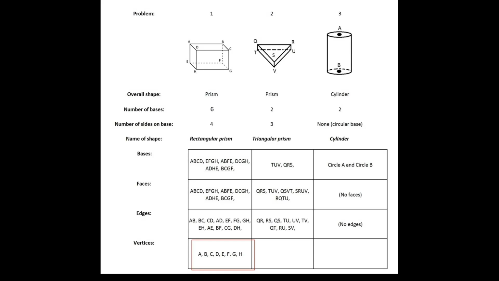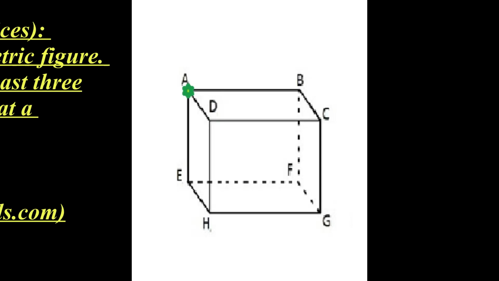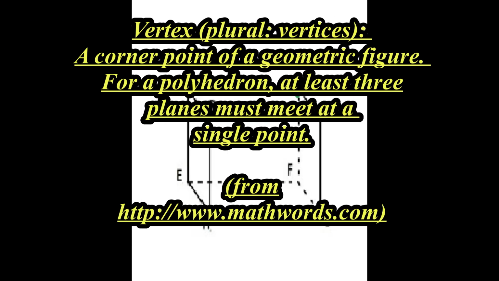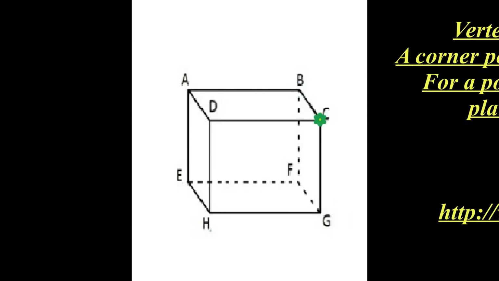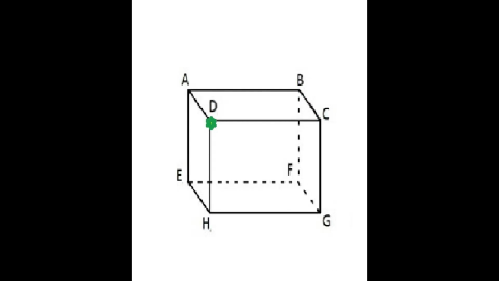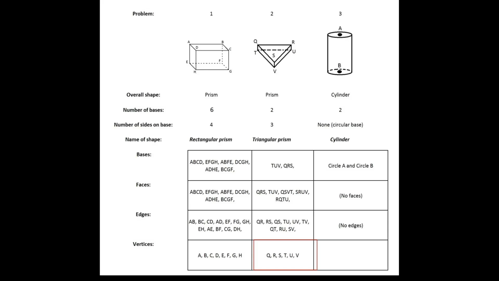Here's our vertices. Now, our vertices are just our corners, so let's take a look at those. And these are points. That's why I'm separating each letter with a comma. Let me show you what I mean. Here's vertex A, vertex B, vertex C, vertex D, vertex E, vertex F, vertex G, and vertex H. And here we have our vertices, and by the way, vertex is singular, vertices is plural.